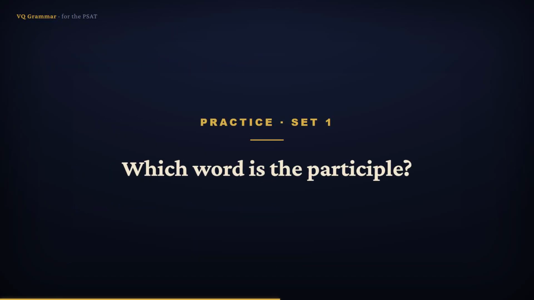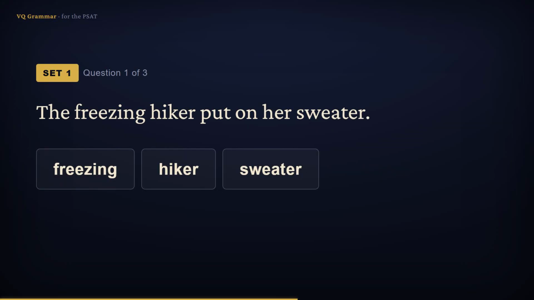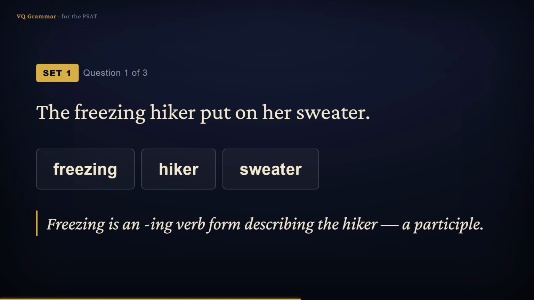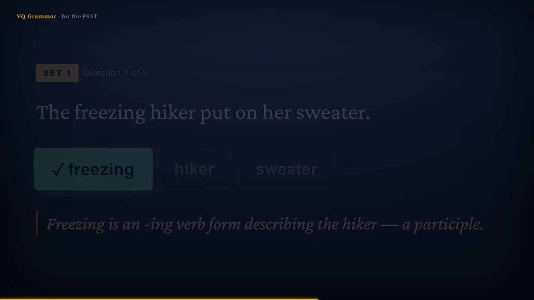In this first set, find the participle, the verb form that's acting as an adjective to describe a noun. Pause and try each one before I answer. The freezing hiker put on her sweater. Look for the verb form that describes a noun. Freezing comes from the verb freeze, and here it tells us about the hiker. What kind of hiker? So the answer is freezing.